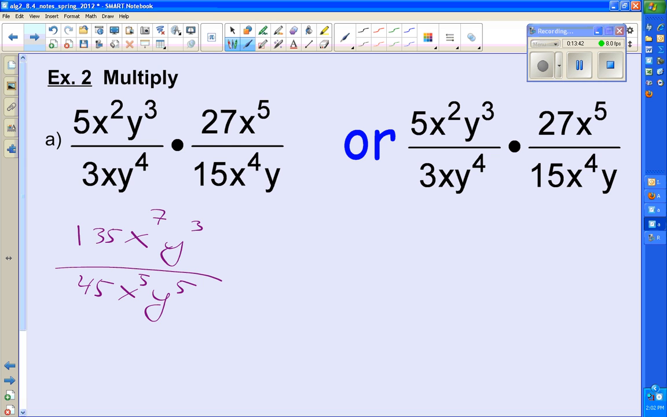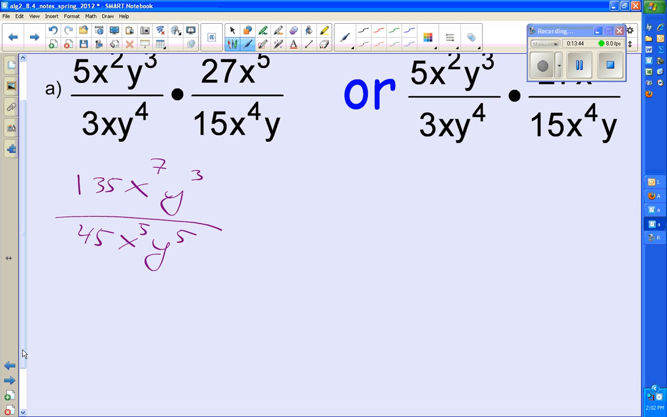45 goes into 135 3 times. X to the 7th, x to the 5th, how does it reduce? X squared up top. And y on the bottom: 5 is bigger than 3, 5 minus 3, y squared on the bottom.